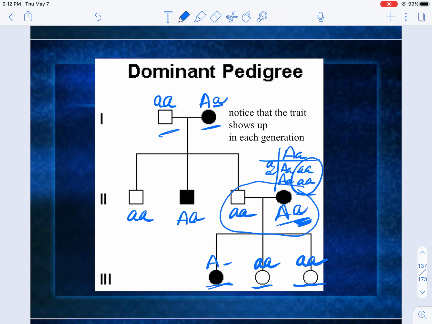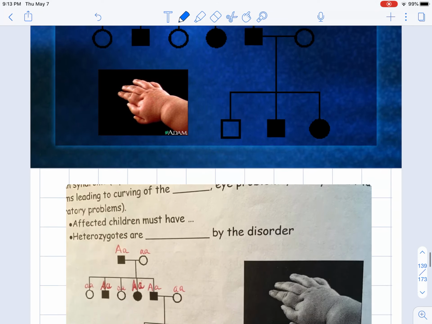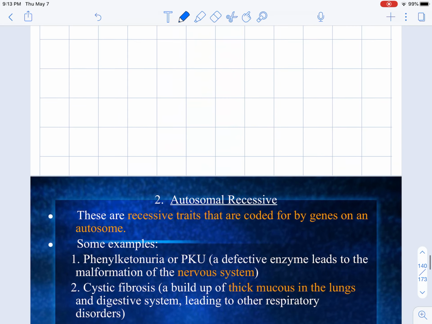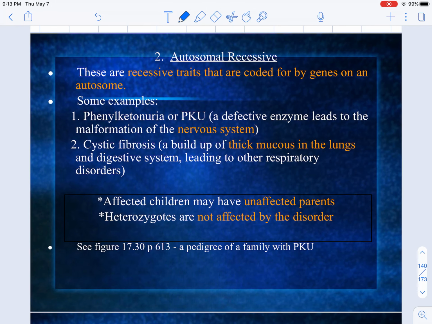This person here, we didn't do that one yet, but they got one big A from the mom. So from the dad, they had to get a little A. So there we were able to determine all of the genotypes of the individuals in all generations. That's not always the case. Sometimes there's some dominant ones that you leave a slash beside because you can't really tell what they have as a second gene, and it's okay to leave it that way if you don't know for sure.